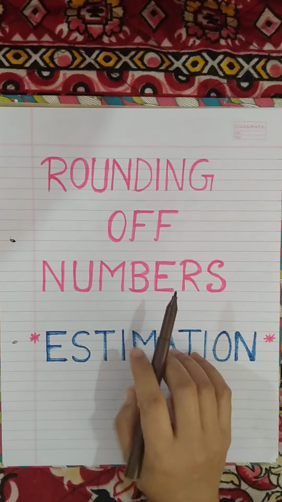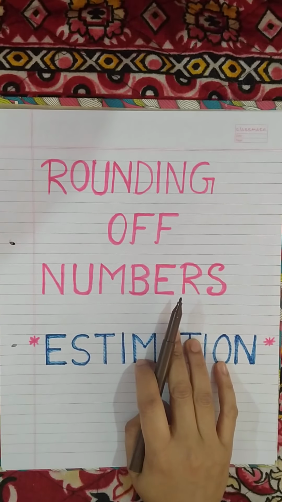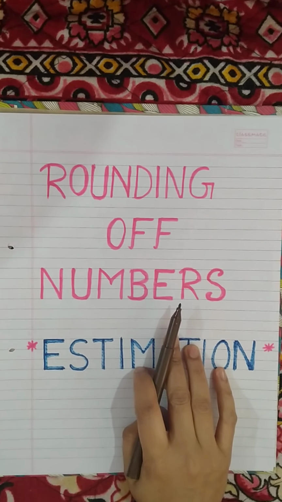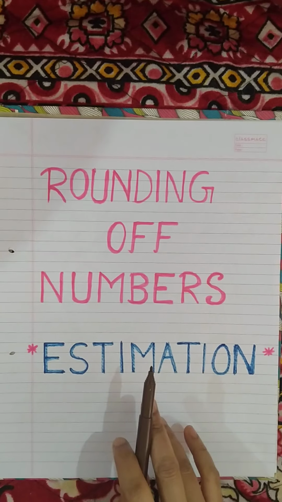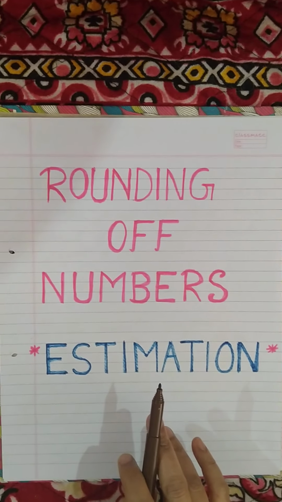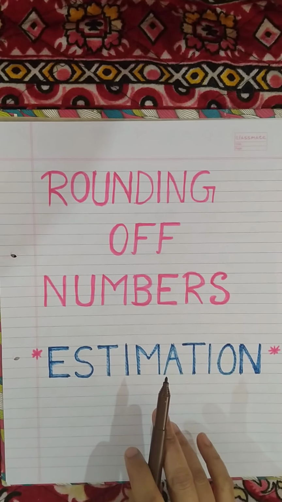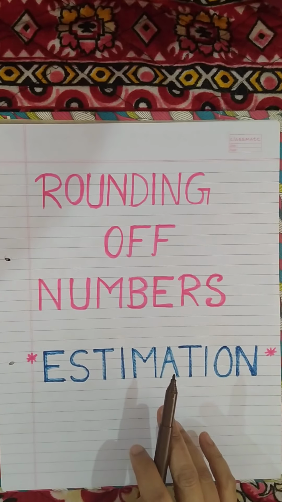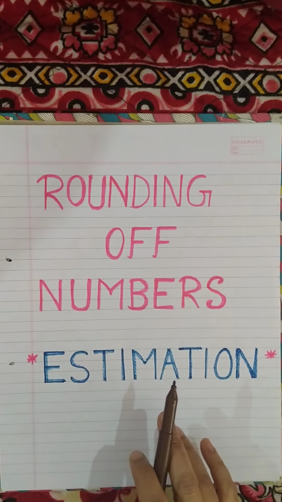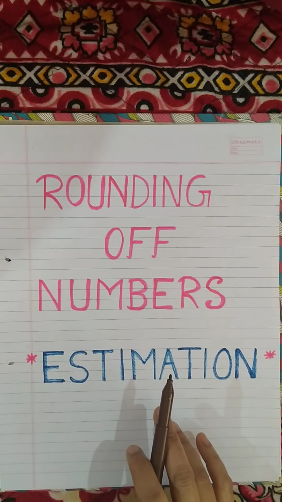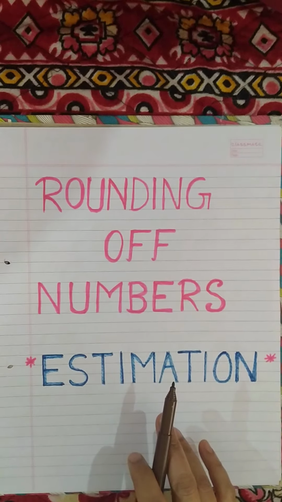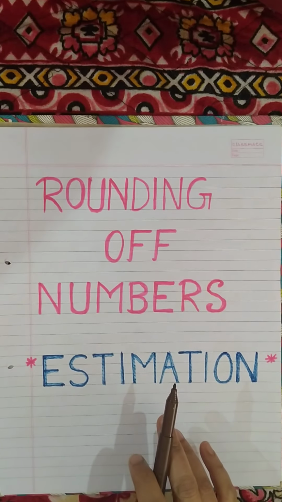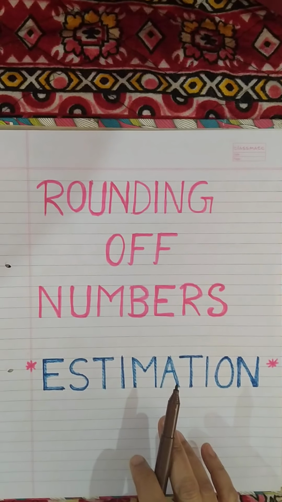Now, what is rounding of numbers? Rounding of a number means that instead of giving the exact value, we give a number closer to it, which is easier to remember and use. In other words, we give an approximate value. For example, if I paid rupees 238 for a shirt, I can say that I paid approximately rupees 240.